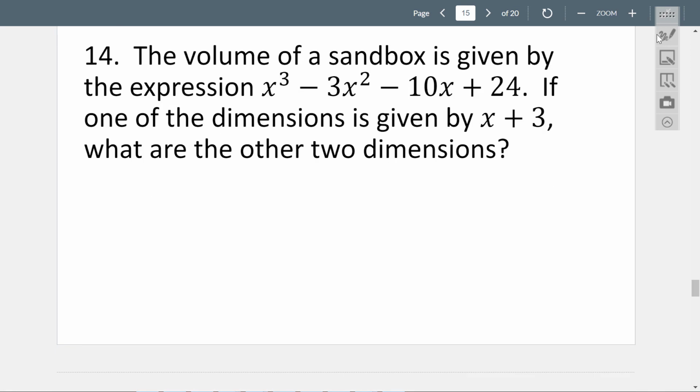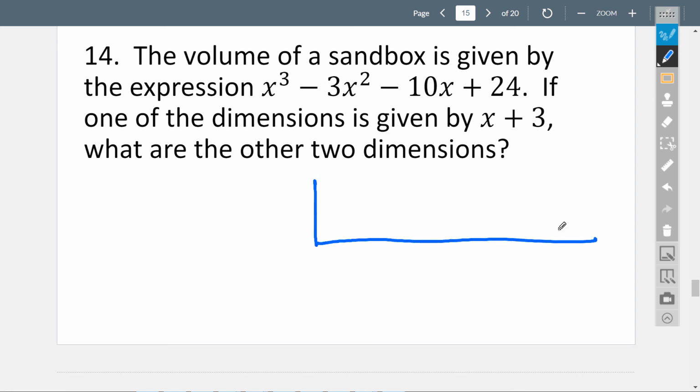The volume of a sandbox is given by this expression. One of the dimensions is x plus 3. What are the other two? So first we need to divide this by x plus 3. So I'm going to use synthetic division to do that. So 1, negative 3, negative 10, and 24. The 1 comes down. And I'm dividing by x plus 3, so I'm going to use negative 3. Negative 3 times 1 is negative 3.